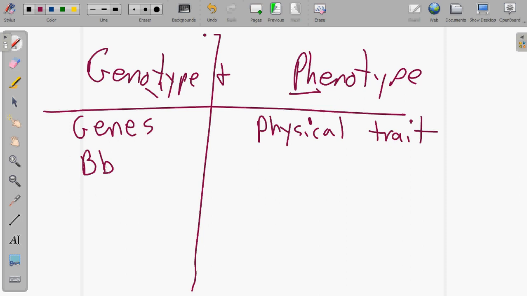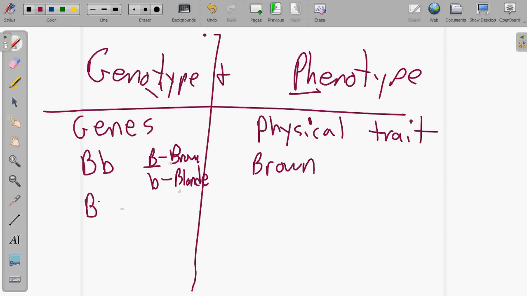So, for example, here you might be heterozygous for brown hair, right? So maybe the big B is brown and the little b is blonde. I am just making this up. I don't know if blonde is recessive or not, but let's say it is for the sake of review. So you might be heterozygous for brown and for blonde, but your physical trait is going to be brown hair because that dominant trait covers up the blonde trait.